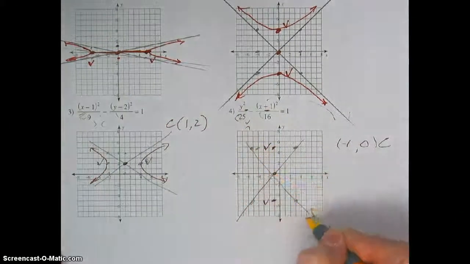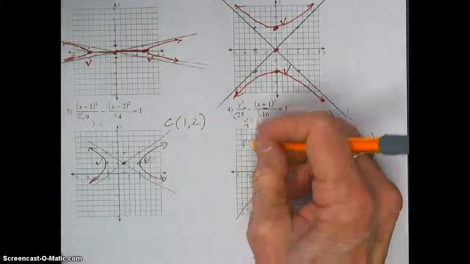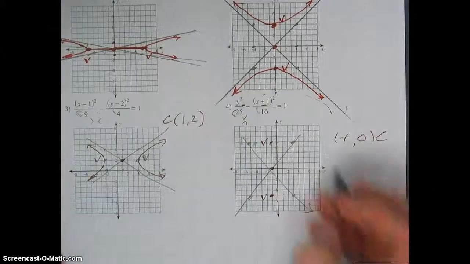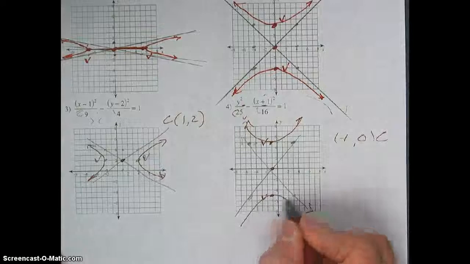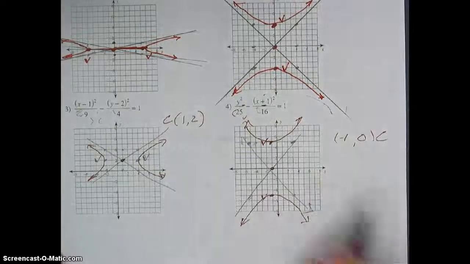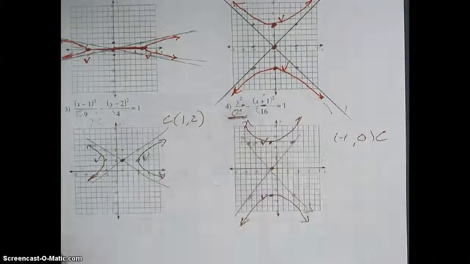And again, I like to use rulers, but you can kind of see how I just sketch those in freehand as well. And then I'm going to have a pretty wide hyperbola up and down. Again, let's check. Why is it up and down? Because the y squared is positive.